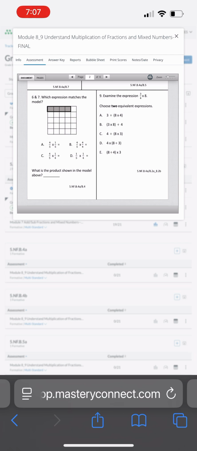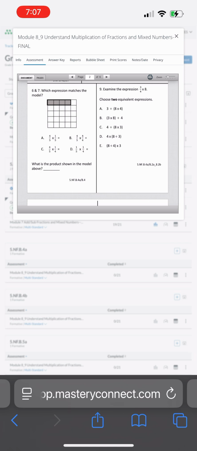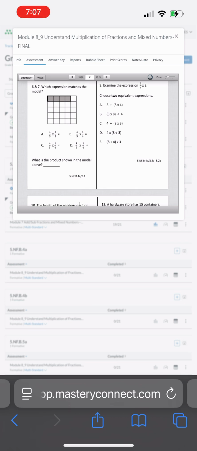Number 9. Examine the expression 3/4 times 8. Choose two equivalent expressions. A, 3 divided by 8 times 4. B, 3 times 8 divided by 4. C, 4 divided by 8 times 3. D, 4 times 8 divided by 3. E, 8 divided by 4 times 3.